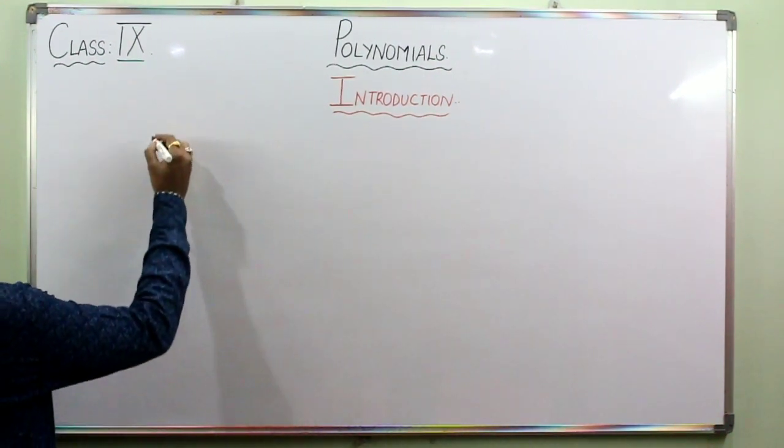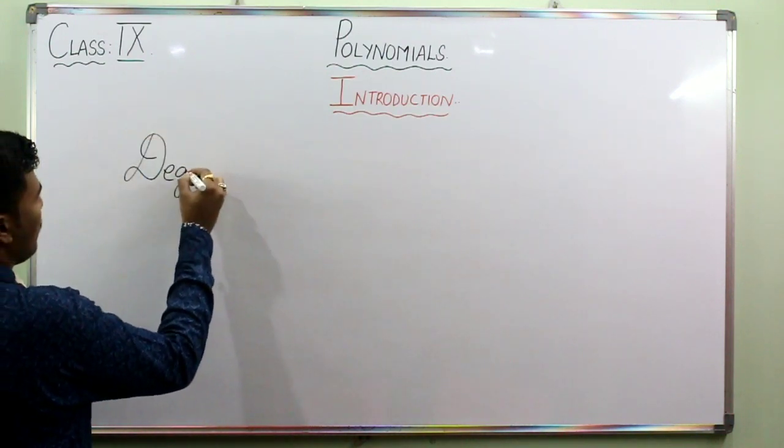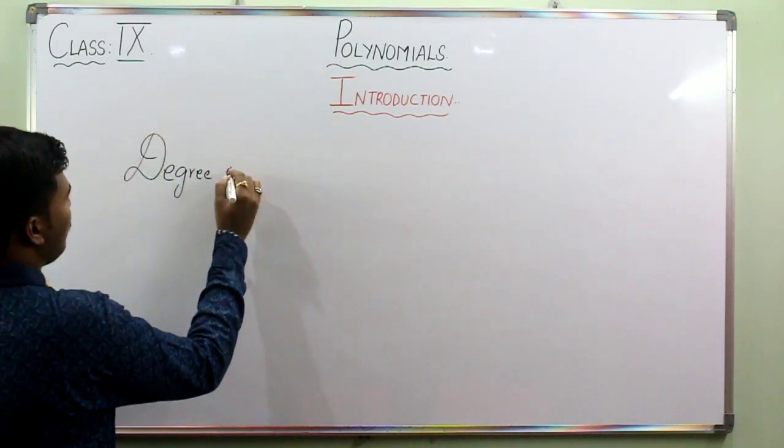The next we have is the degree of a polynomial. What is this degree of a polynomial?